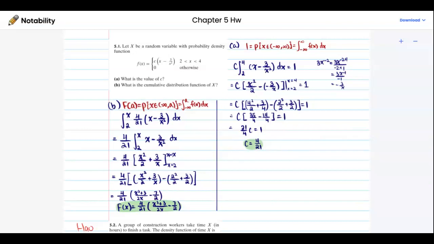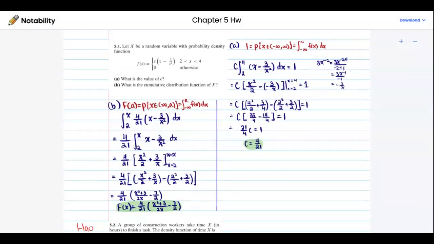For part A, we use this formula: the integral with upper limit infinity and lower limit negative infinity of f(x) dx. When we compute the integral, we get c times the integral with upper limit 4 and lower limit 2 of (x − 3)/x² dx equals 1. When we compute this integral, we get that c is equal to 4/21.